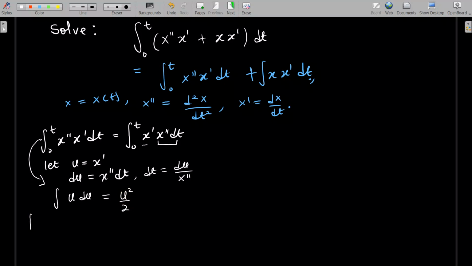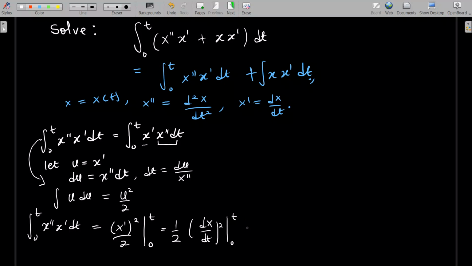If I perform this antiderivative, I'm going to get u squared over 2, and because we had a bound, I'm going to write the original variable with its bounds. Since u is x prime, I'm going to have x prime squared over 2, evaluated from 0 to t. So I'll have 1/2 times dx/dt squared, evaluated from 0 to t.